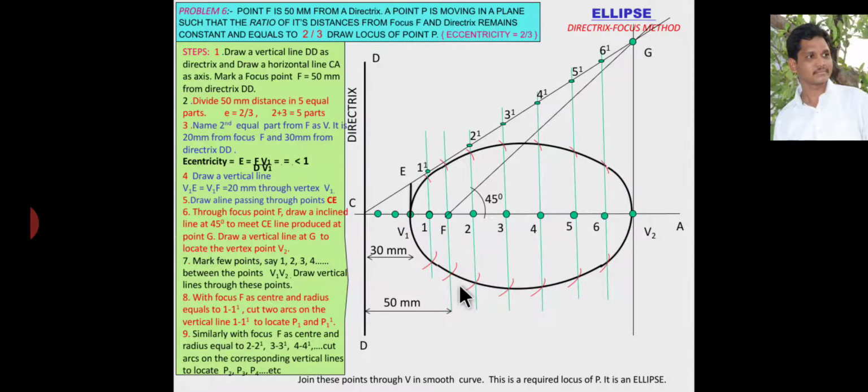This curve is our required locus of P, that is the ellipse, our required ellipse. In this case you have to remember the eccentricity is less than 1, that is equal to 2 by 3. You have to divide the distance between CF into 5 equal parts.